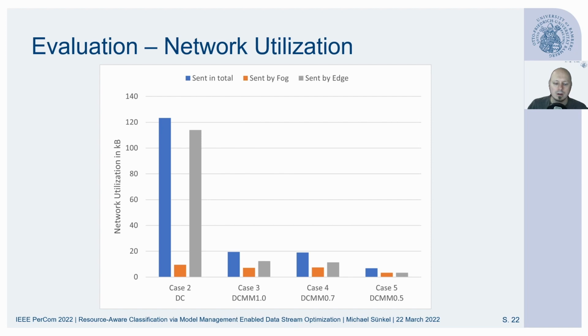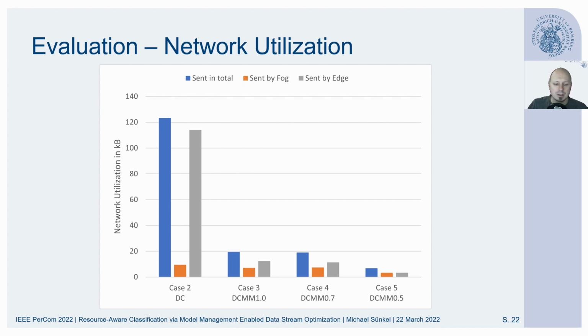In the following, I will give a short summary about the performance metrics for our evaluation. First of all, we took a look at the network utilization of our system and evaluation cases. Regarding the baseline case in which all the sensor data is sent to the cloud, the operator placement optimization enabled a reduction in total network utilization from 80 to 98%.